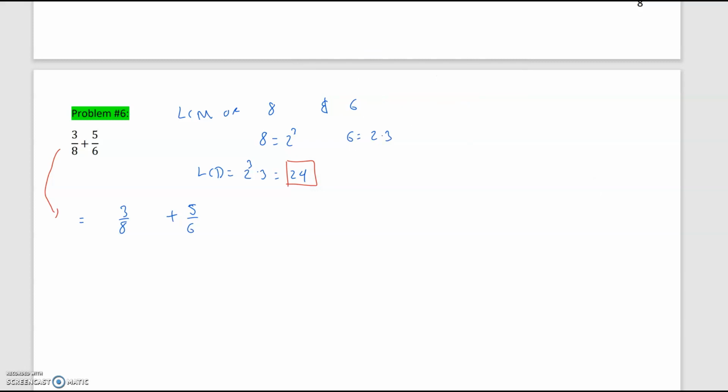And the first fraction, we're just going to multiply times 3. Second fraction times 4. And let me rewrite it now. So this is equivalent to 9 over 24 plus 20 over 24. And once you make sure that you place the LCD at the bottom, you can just add the tops. So 9 plus 20 over 24, or 29 over 24. And that's actually it for this one. I'm not expressing them as mixed numbers unless the problem's asking for that. So I'll leave it like that.